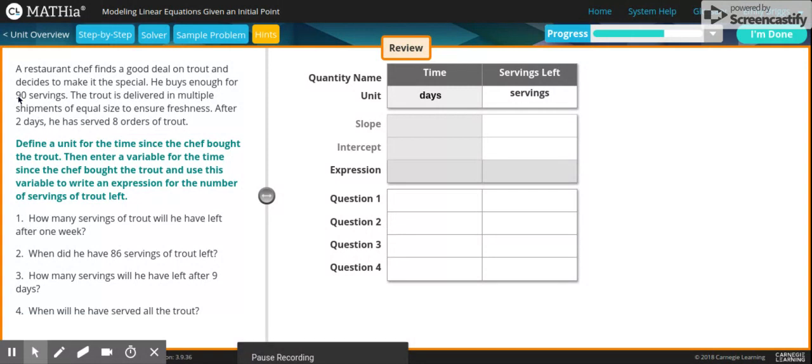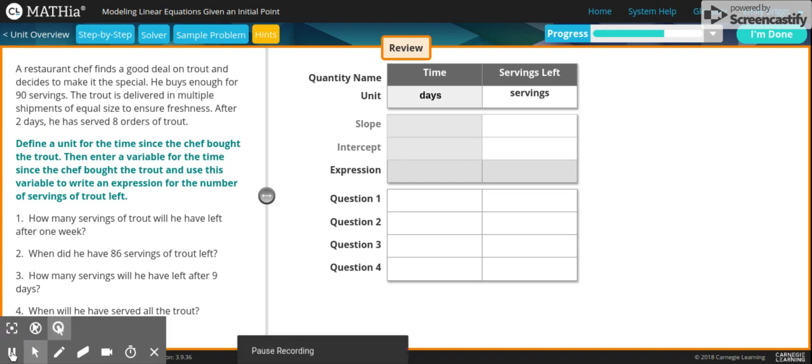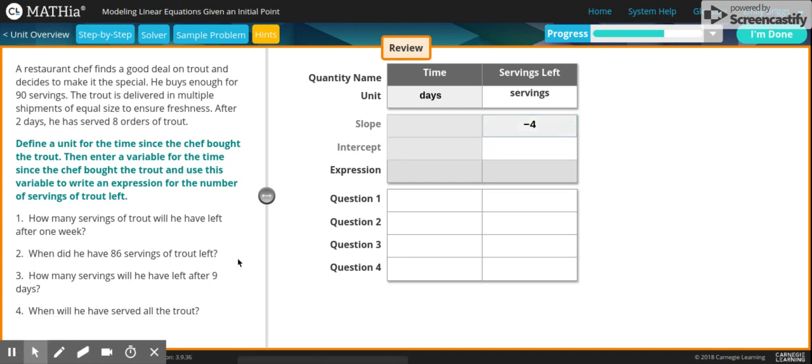Okay, so we're trying to find the slope. And the way you have to do that is you have to determine the 90, the 2, and the 8. So the answer is -4 because 8 divided by 2 is 4, and it's decreasing.